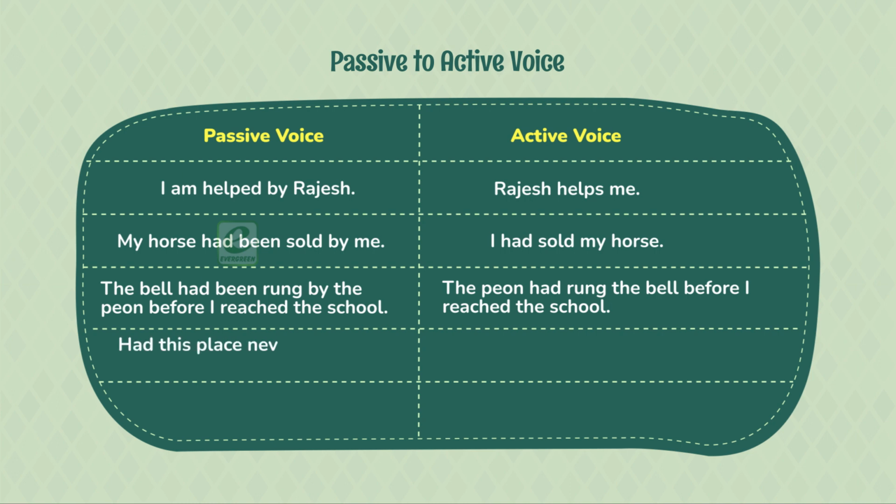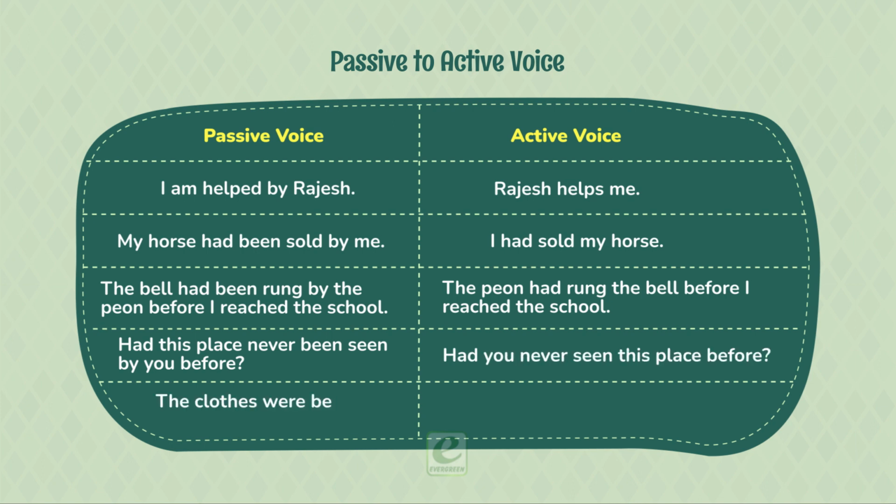Had this place never been seen by you before? Had you never seen this place before? The clothes were being washed by him. He was washing the clothes.